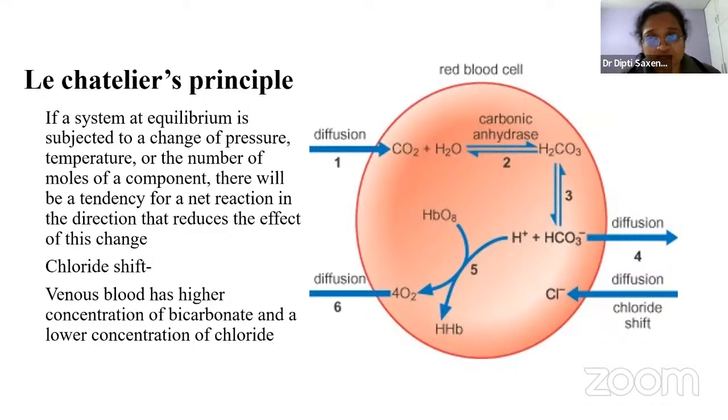As this bicarbonate goes out, the hydrogen ion is picked up by the deoxyhemoglobin, which has higher affinity for hydrogen ion. This causes release of the oxygen bound to hemoglobin, and it diffuses out of the RBCs to the tissues. So venous blood gets a higher concentration of bicarbonate and a lower concentration of chloride.